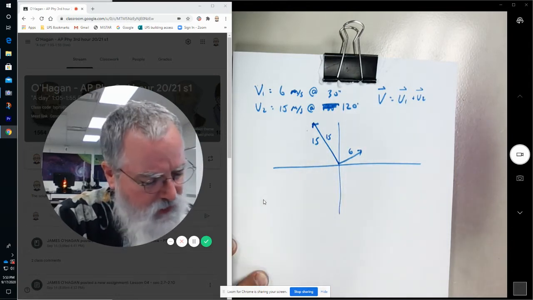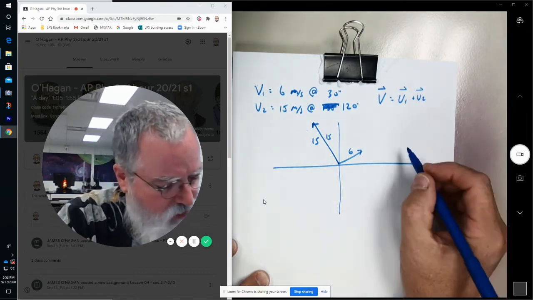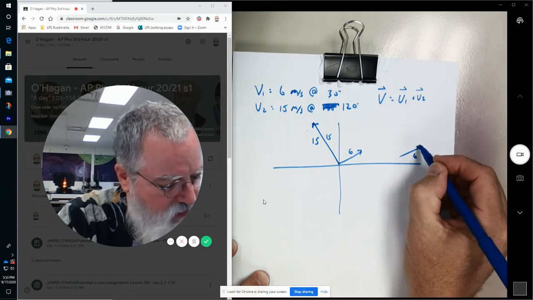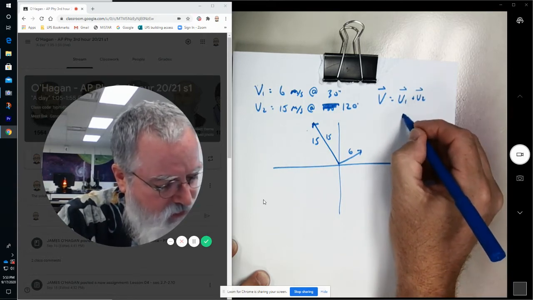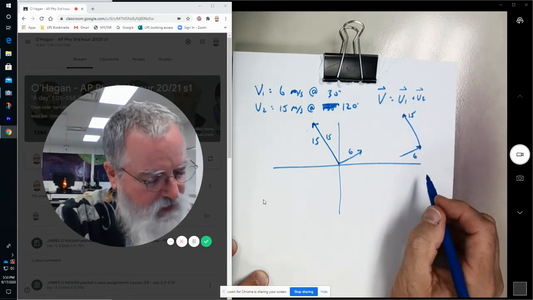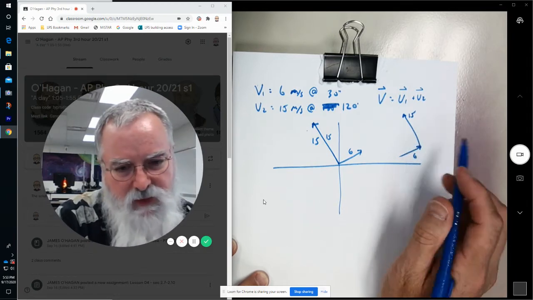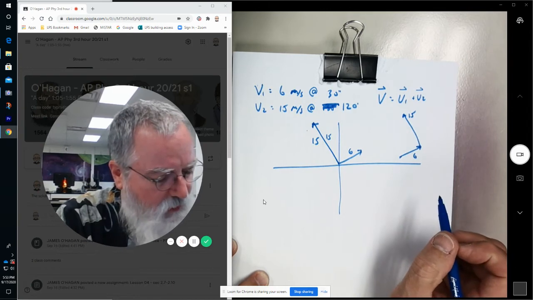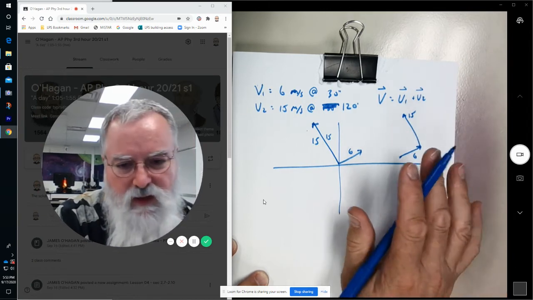Some people draw it this way. They'll go 6, and then 15. Now, if you're clever, you know that's a right angle in there, but I don't care. We're not going to deal with that. I'm going to teach you as if there was not a right angle in there. Either way, it all works out the same.